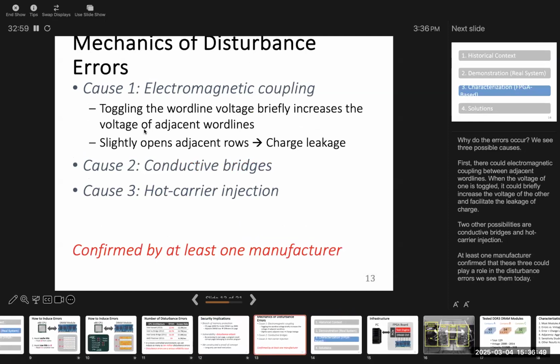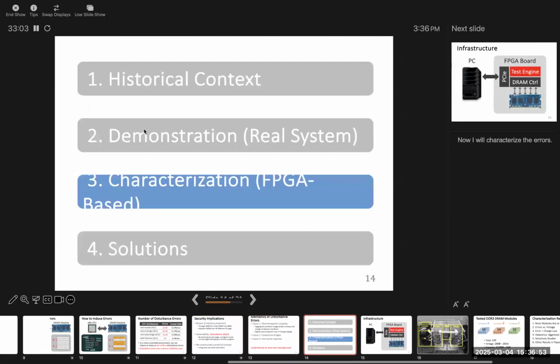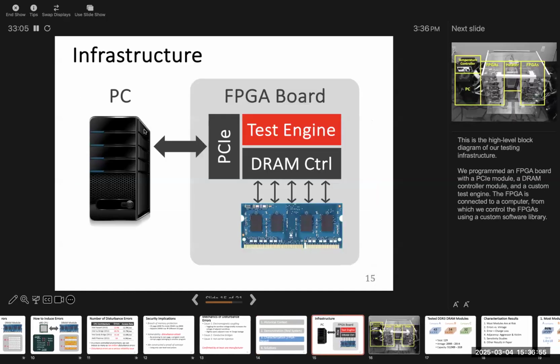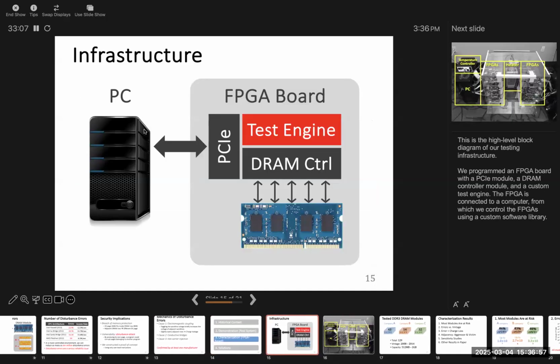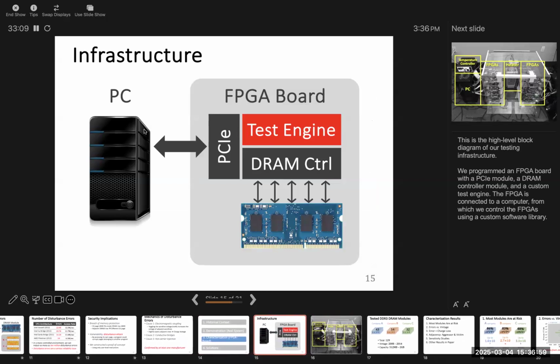Okay, so I am skipping this because I don't think this is important for us. So how they build their infrastructure, the test platform. What they do is they have a desktop PC, and then they have the FPGA board. The FPGA board is actually responsible for running the test engine.